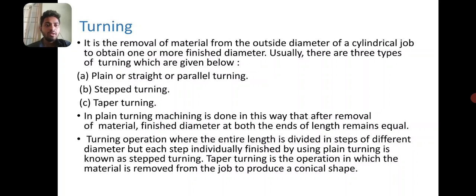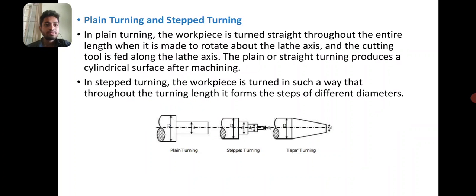In plane turning, machining is done in such a way that after removal of material, the finished diameter at both ends of the length remains equal. The turning operation where the entire length is divided into steps of different diameters, with each step individually finished by plane turning, is known as step turning. Taper turning is the operation in which material is removed from the job to produce a conical shape. Plane turning and step turning.